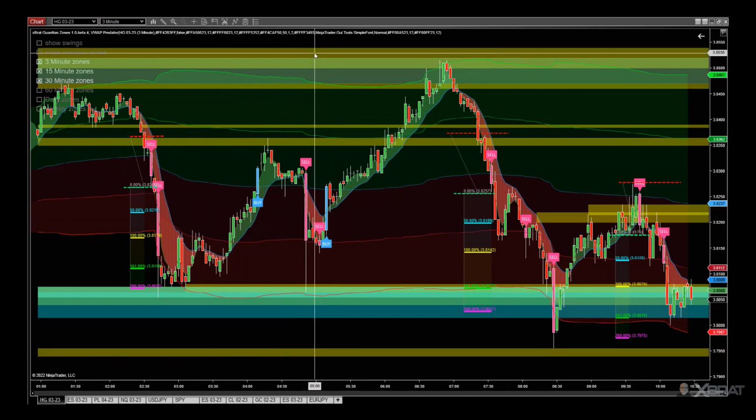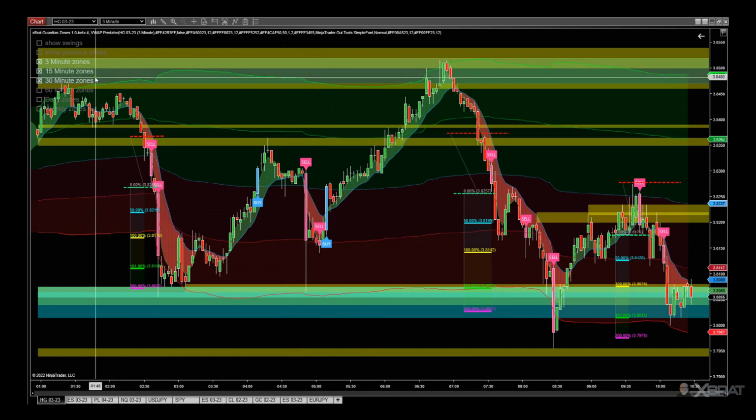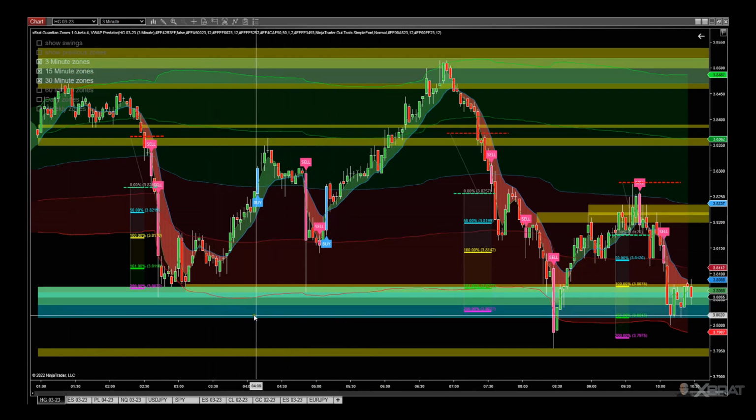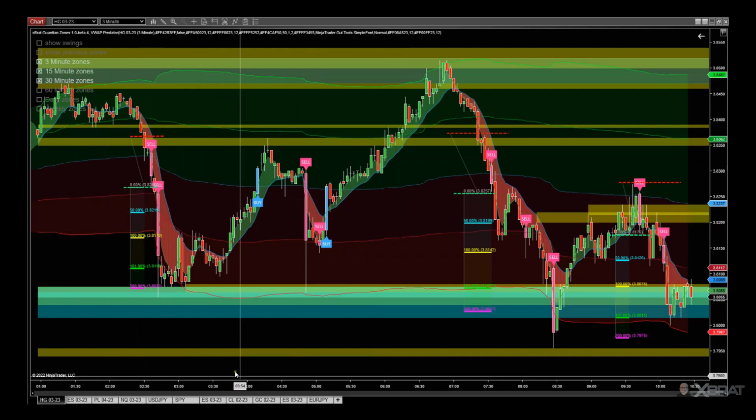So the amber colors are the current 3-minute zone, this chart that we're on. The 15-minute zones, you see the blue zone down at the bottom here, and then the 30-minute zones are in green. So what we have is that confluence of zones down this bottom here to show really strong support.